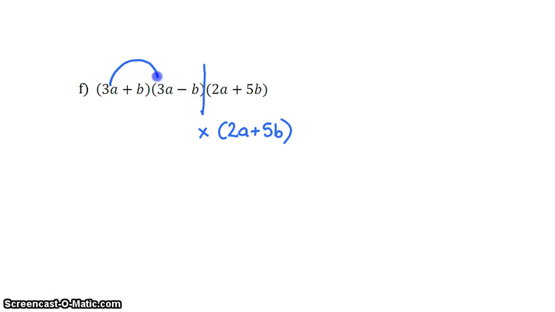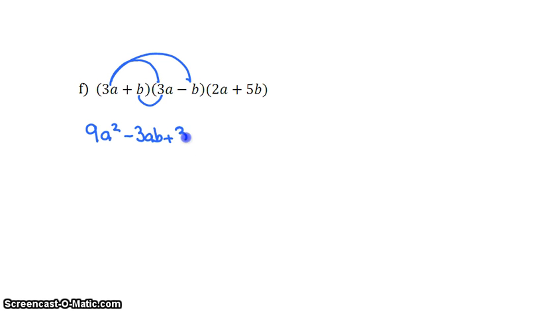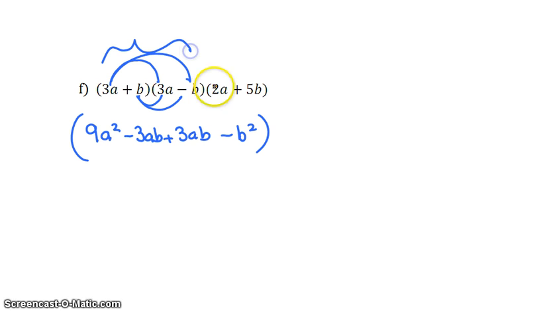I'm just going to do 3a times 3a, 9a squared, minus 3ab, plus 3ab, now I've run out of space, so let me erase, plus 3ab, and minus b squared. That's quite simple to me now. Now this product here had to be multiplied by 2a plus 5b.